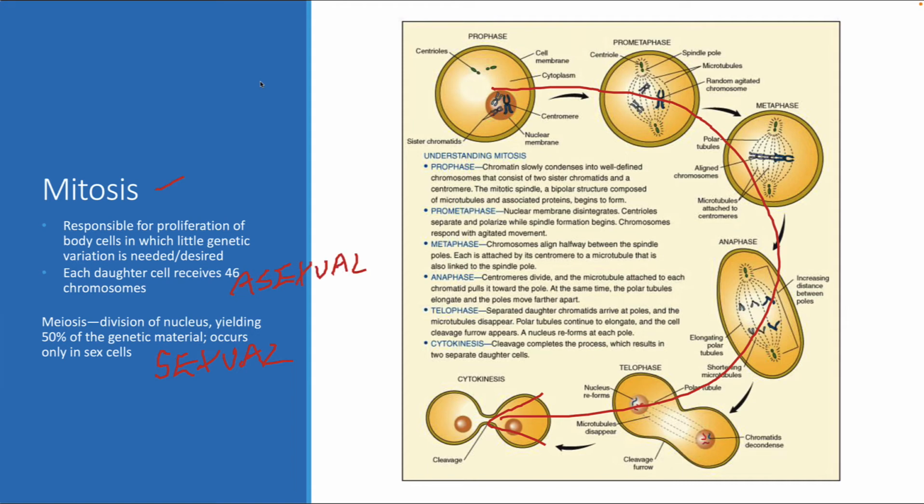Mitosis is cell reproduction and is asexual. Sexual is birth of offspring, right? Offspring.